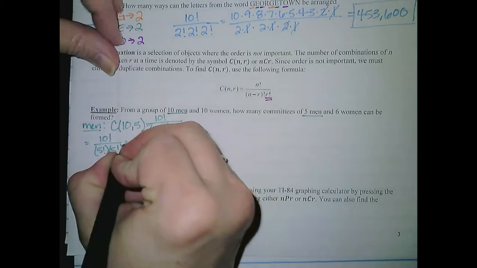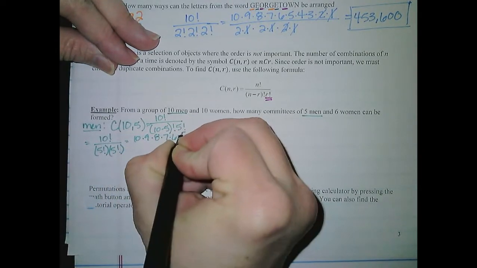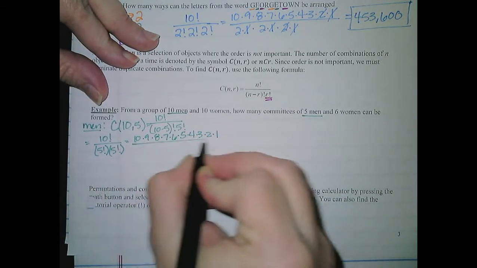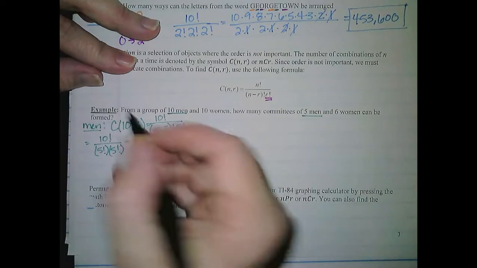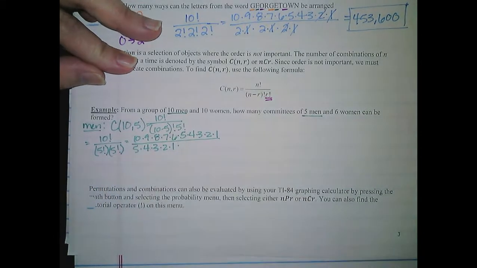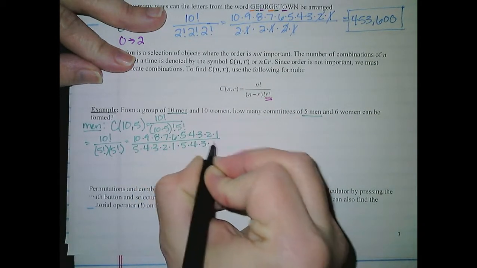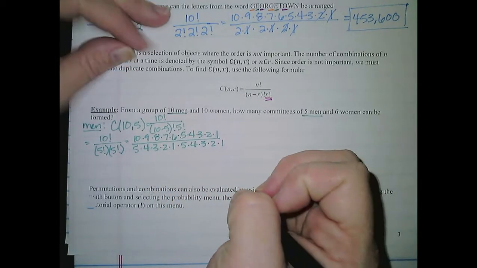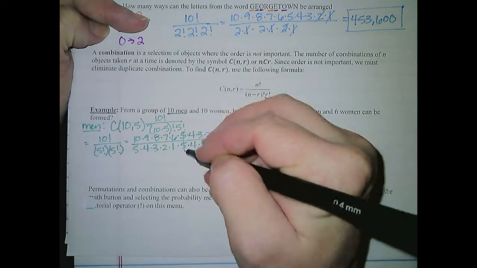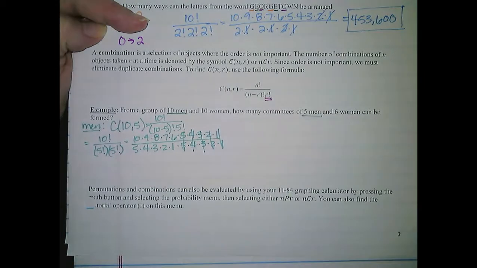So that would be 10 times 9 times 8 times 7 times 6 times 5 times 4 times 3 times 2 times 1, divided by 5 factorial, so 5 times 4 times 3 times 2 times 1, times another 5 factorial, 5 times 4 times 3 times 2 times 1. And now, just to make this easier to evaluate, I'm going to cancel out the common factors. So I've got 5, 4, 3, 2, and 1 that I can reduce by.